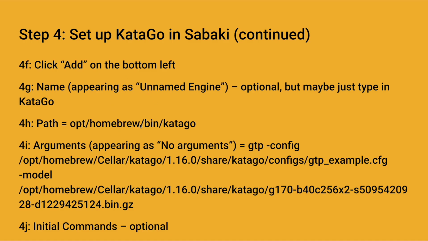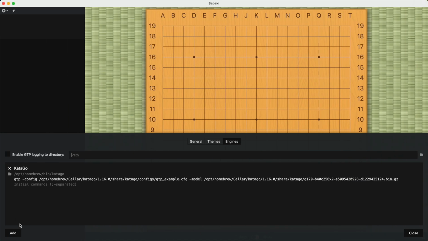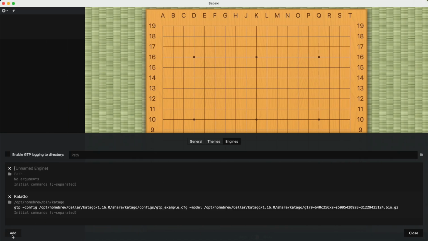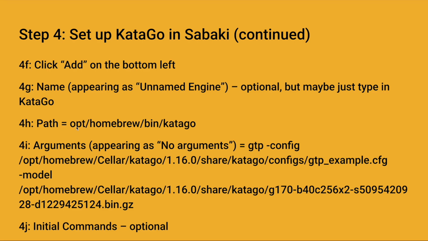Next, these steps are more important. To add a new engine, just click Add here on the bottom left. Then the first line is name. It is optional, but just to make things easier, you should probably type in KataGo. That should be the name. Then path should be opt/homebrew/bin/katago. This is the default.